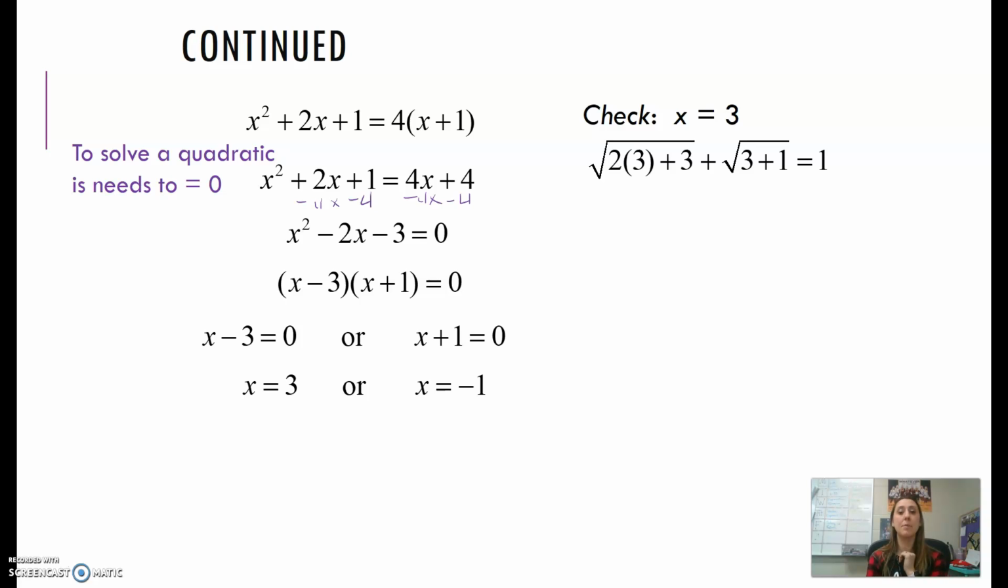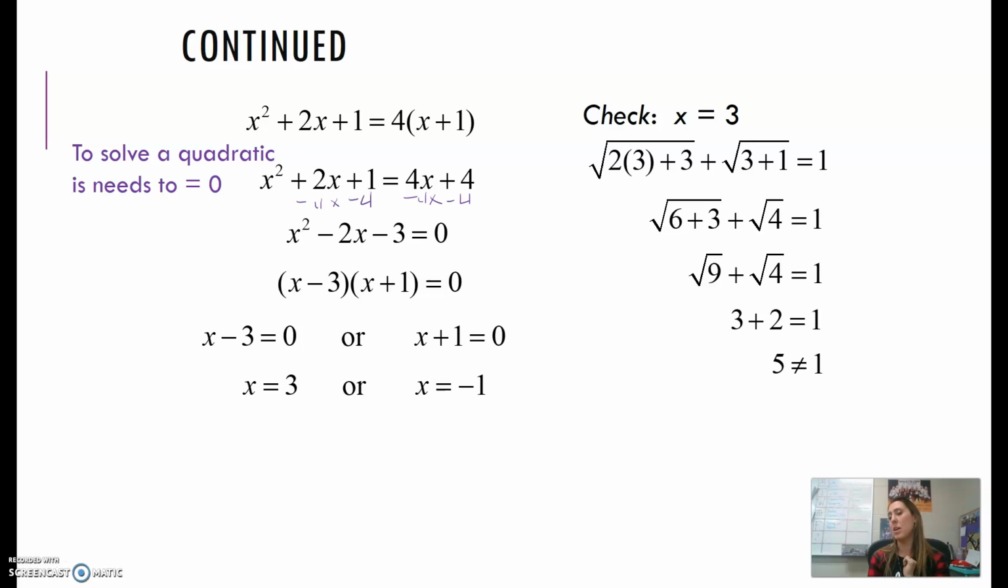And then I end up with the square root of 6 plus 3 plus the square root of 4 is equal to 1. Well, the square root of 9 plus the square root of 4 is equal to 1. 3 plus 2 is equal to 1. No, 5 does not equal 1. Not a solution.